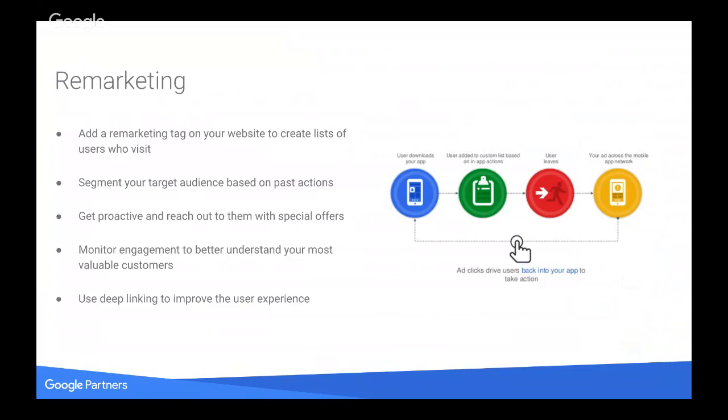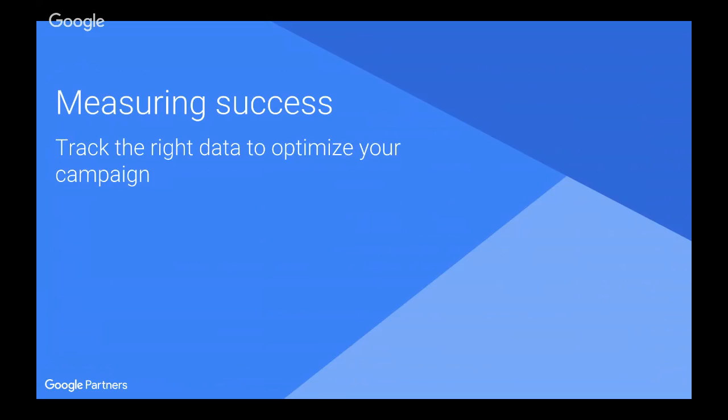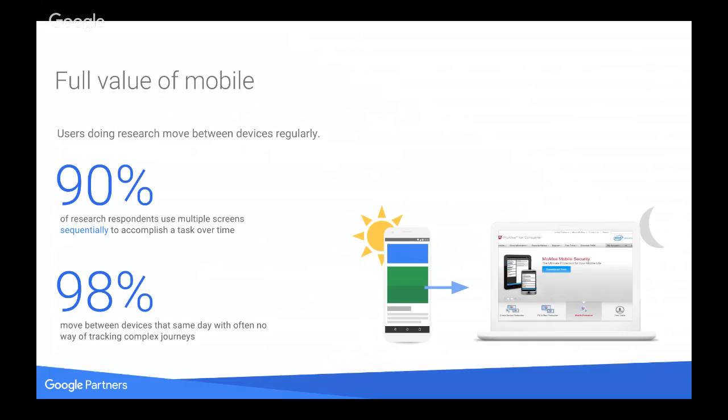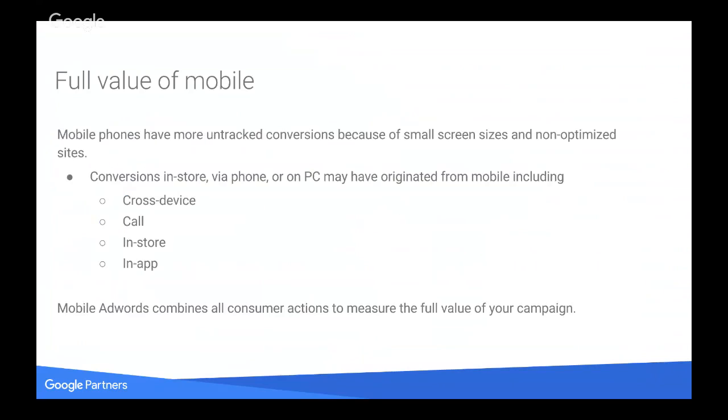So the next bit that we will be discussing is how to measure your success, the success of your mobile campaigns. Now, an important concept here is the full value of mobile. Seeing as how a user can start off their journey on a mobile device and then eventually convert on desktop, or vice versa, and also have multiple interactions on a mobile device and then on a desktop and eventually convert on either one of the two, the full value of mobile is something that's very important to take into account.